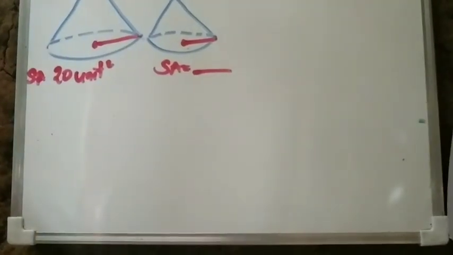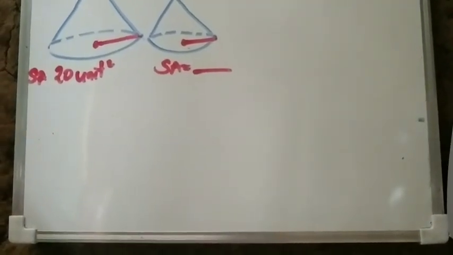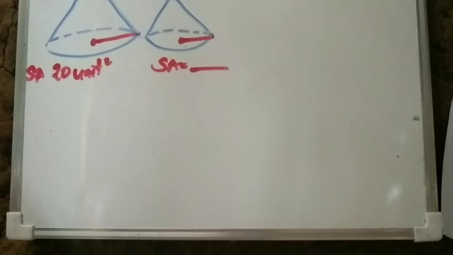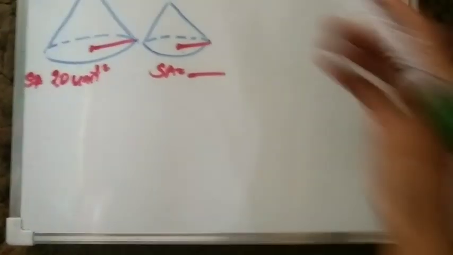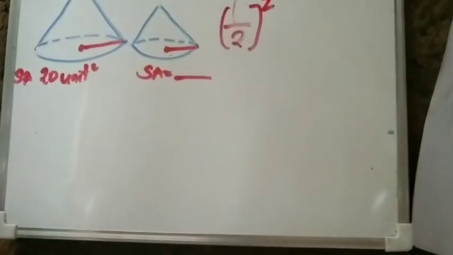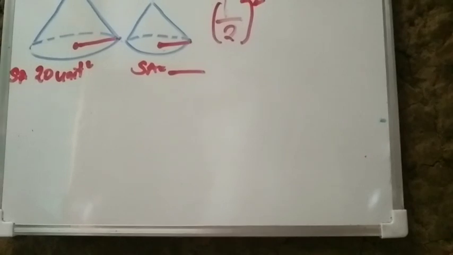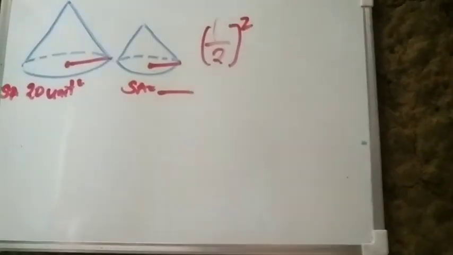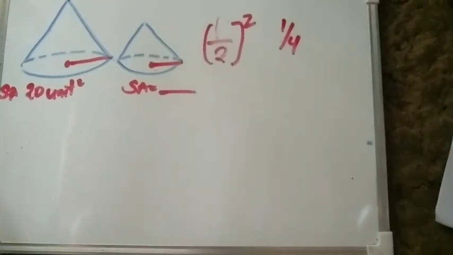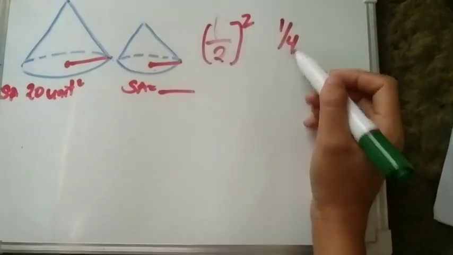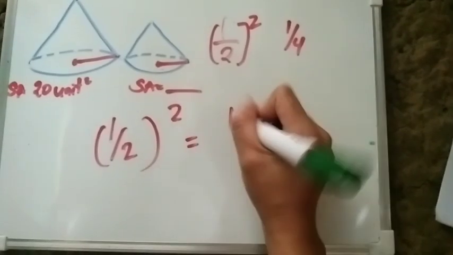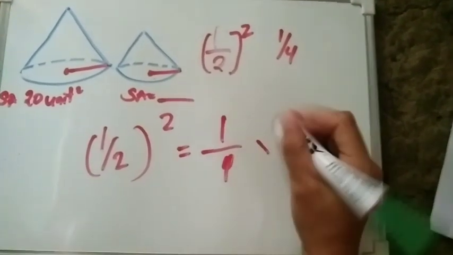We divide the new one by the old one. Now we will take the scale factor and square it, because we're comparing the areas of the two figures. So 1/2 squared means that the ratio of the areas is 1/4. Now when comparing, it is easy to see which is the smaller and which is the larger. So 1/2 squared is equal to 1/4.